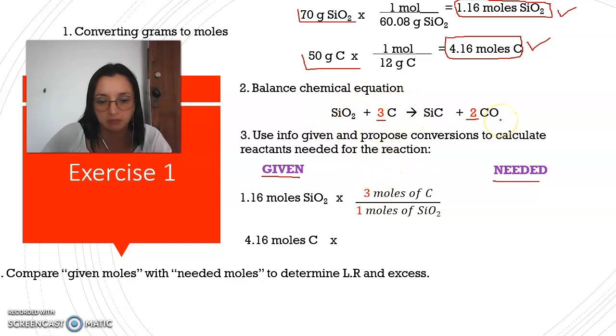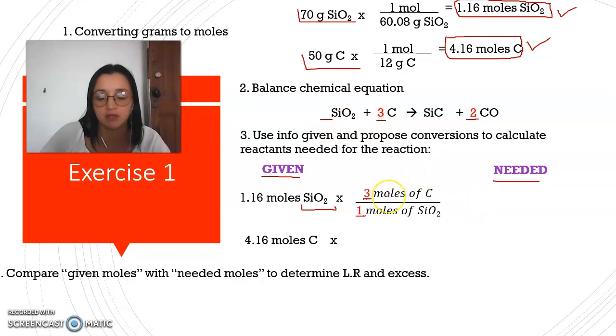Based on that balanced chemical equation, we know that for silicon dioxide we only need 1 mole, and we need 3 of carbon for them to react. So this is the ratio in which our reactants need to be combined: 1 of silicon dioxide, 3 of carbon. This is always our ratio coming from the balanced chemical equation. That's what we need to do.